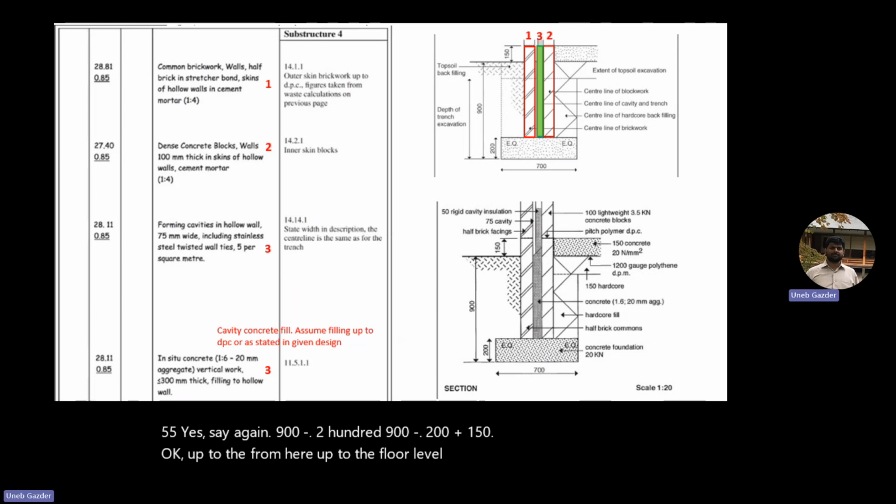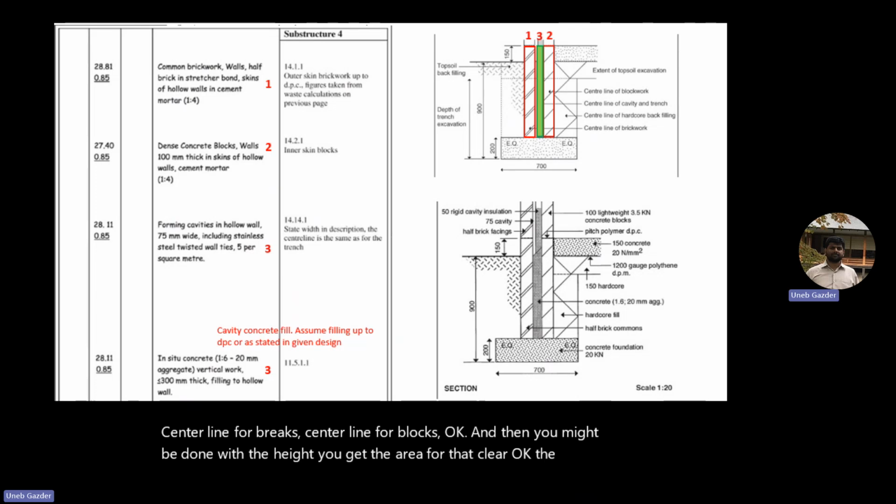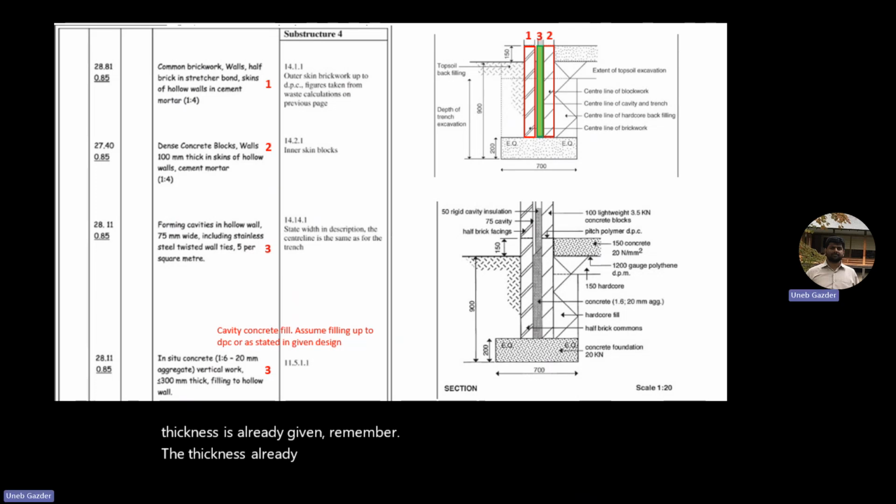Clear? So in the previous sheets, we calculated the lengths for each thing. Center line for bricks, center line for blocks. Then you multiply with the height, you get the area. Clear? The thickness is already given in the drawing. If somebody wants to calculate in cubic meters, we can do that, but normally it is not. You can see the thickness is mentioned here, 100 millimeter and so on. So brickwork and so on.